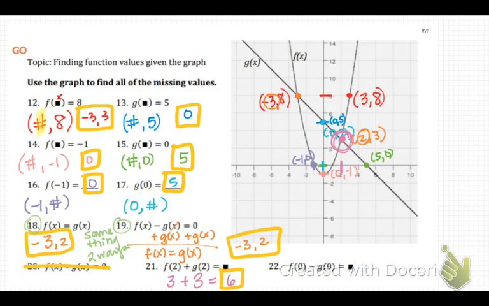Finally, I have f of 0 minus g of 0. So I'm going to go over to 0. And I need to find the y value for f, which is right here. So at 0, negative 1. That value is negative 1. What is g of 0? I'm going to go up, and yes, it is 5. What's negative 1 minus 5? Negative 6. That's my final answer here. Okay.